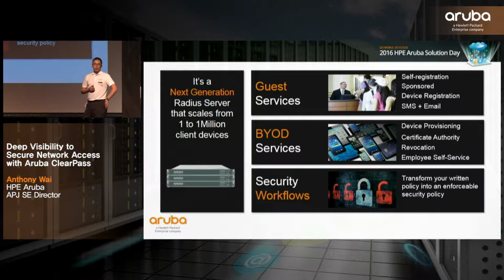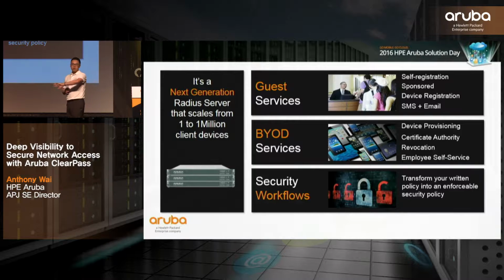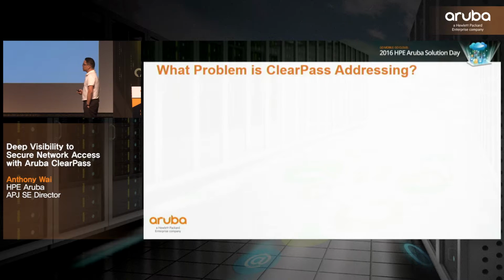And last but not least, we want to offer the security health check or workflows. So we want to make sure we transform the security policies into actionable enforcement, meaning that if a device comes in and it is not healthy, we want to quarantine it. We don't want it to be infecting other devices on the network. Just like at the airport, I have the temperature check, right? If I see this person is having a fever, he might be infected. We don't want him to come into my country, quarantine him. That's the idea.